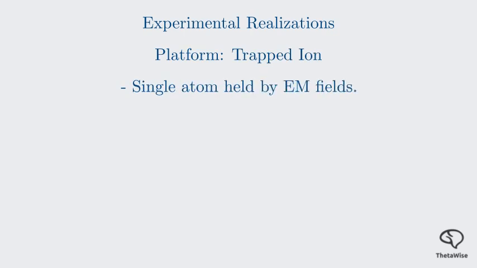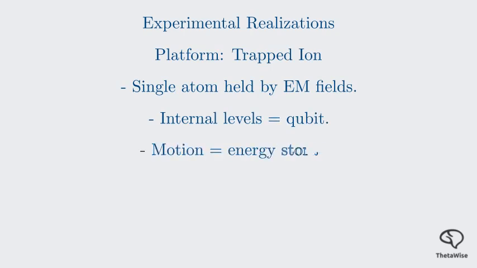The concepts of quantum thermodynamics are not just theoretical. They are being actively explored in laboratories around the world. Experimental realizations of quantum thermodynamic phenomena are a crucial part of the field. They allow us to test the theory and develop new technologies. A common platform for these experiments is a single trapped ion. In a trapped ion experiment, a single atom is held in place by electromagnetic fields. Its internal energy levels can be used as a qubit, and its motion can be used to store energy. Lasers are used to manipulate the ion state and perform measurements.